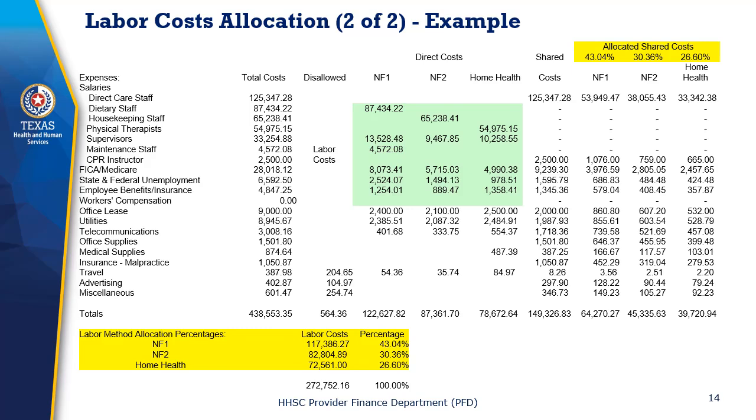For example, the total labor costs for NF1, $117,086.27, is divided by the sum of salaries for the entity, $272,752.16. The amount is rounded to 2 decimal places, which equals 43.04%. Just like the previous allocation methods, to determine the allocated shared costs, you will multiply the shared costs by the allocated percentage of each business component per expense type.